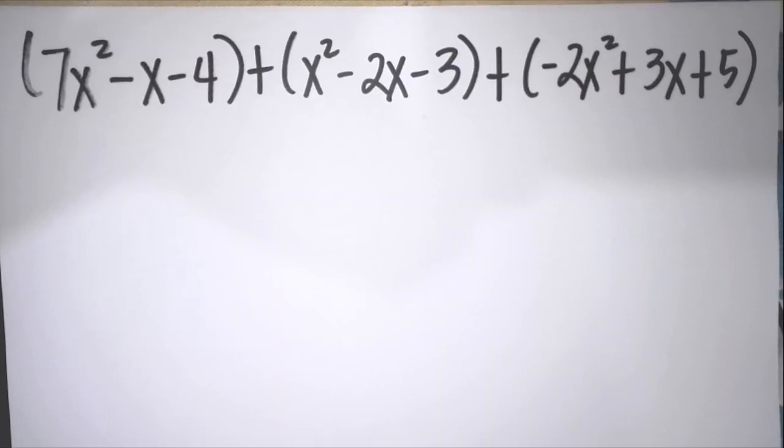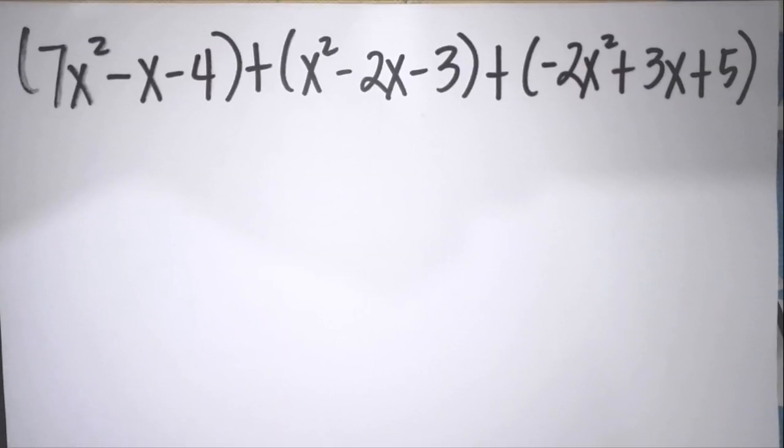Either way we solve it, we still get 4x cubed plus x squared minus 3x plus 1 as the final answer. Good job, students! Now, can you add 3 or more polynomials at once this time? I know you can, so let's do this! Try solving this problem horizontally or vertically.